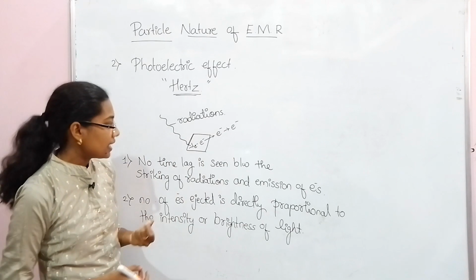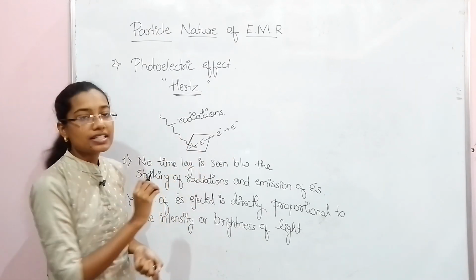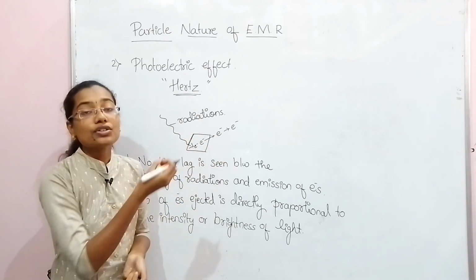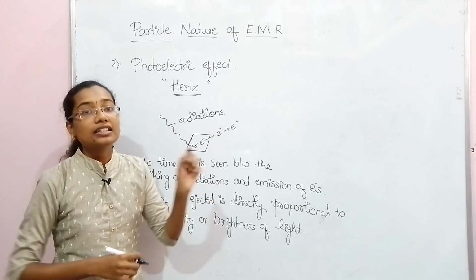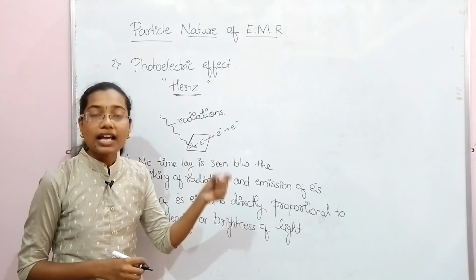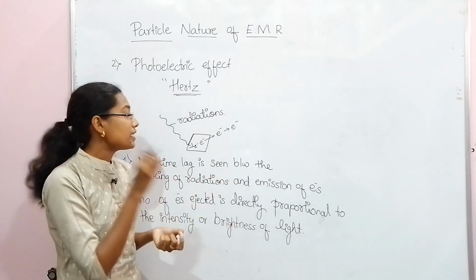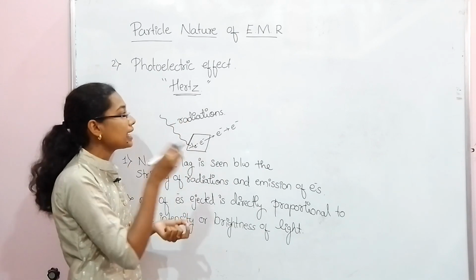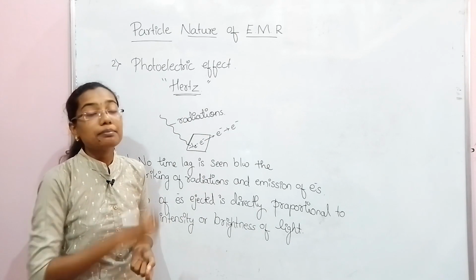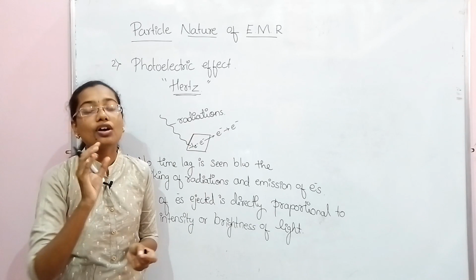And the third one is, whatever metal surface we take and subject to these radiations, all those metal surfaces have a minimum frequency. They all have their particular frequency ranges. Above that frequency, if we apply radiations, then only the ejection of electrons takes place, and below that, the photoelectric effect is not observed.